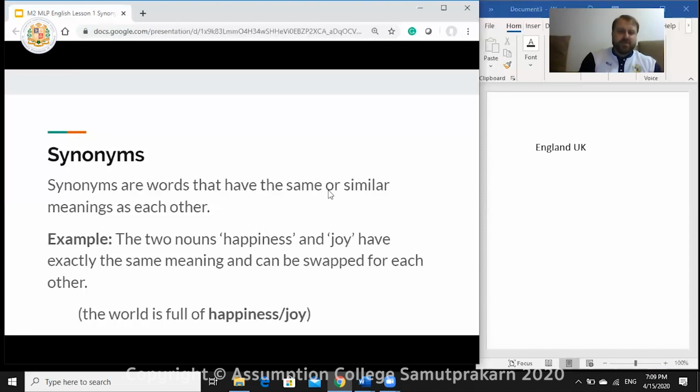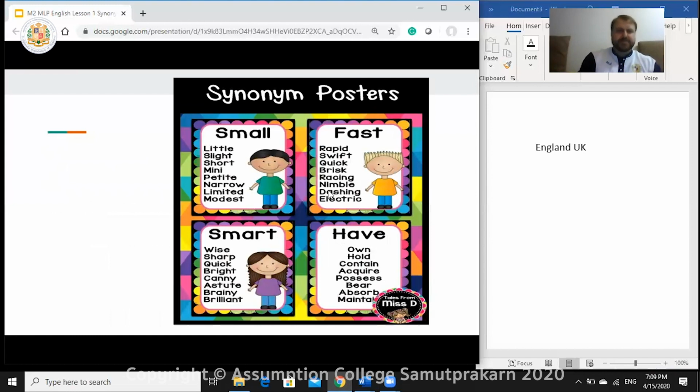Let's look at some more examples. Okay, so we have 4 simple words here: small, fast, and smart. They are adjectives. Have is a verb.